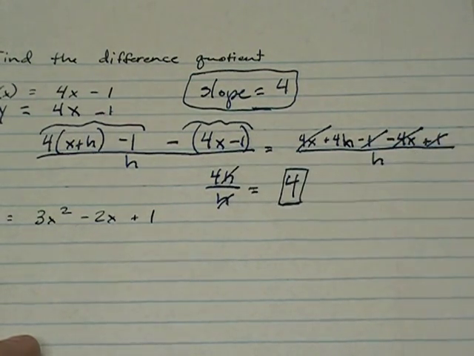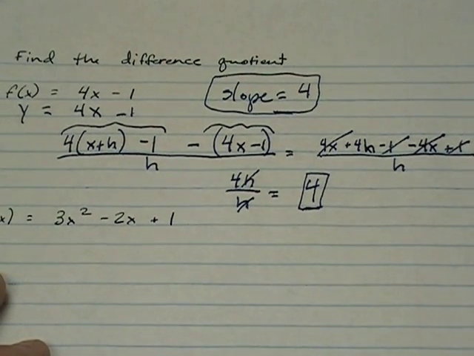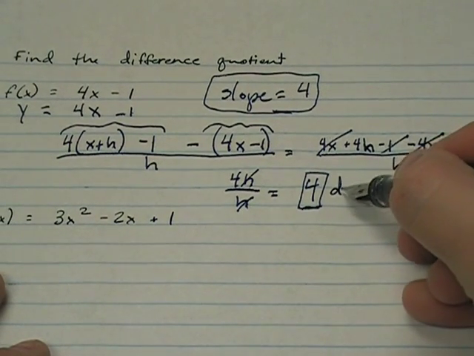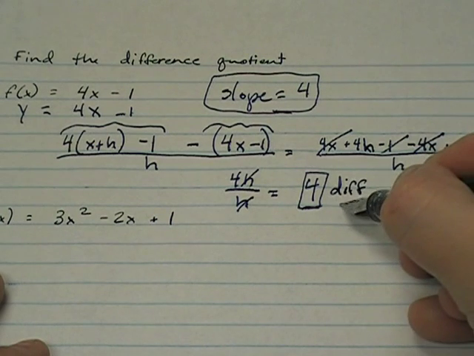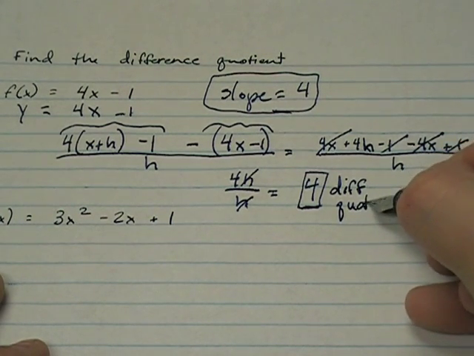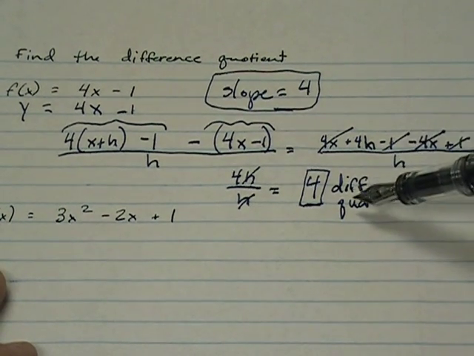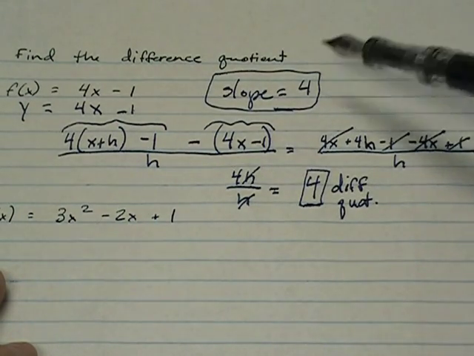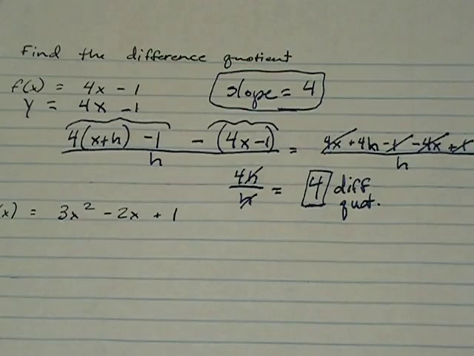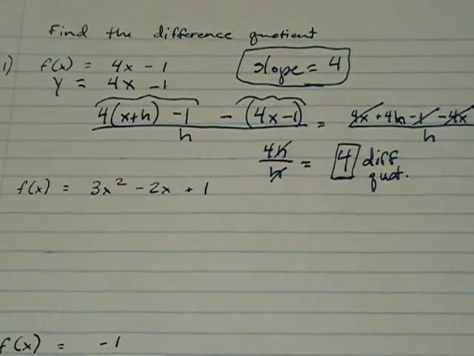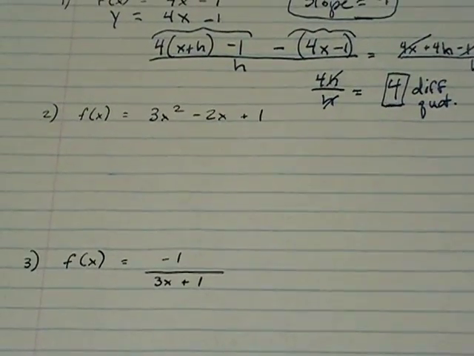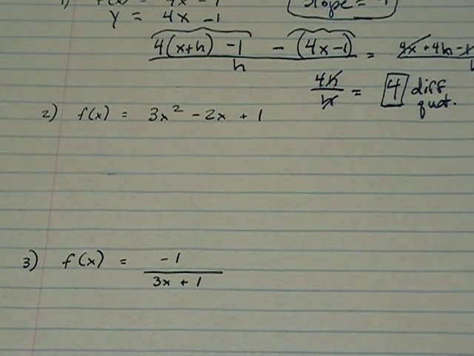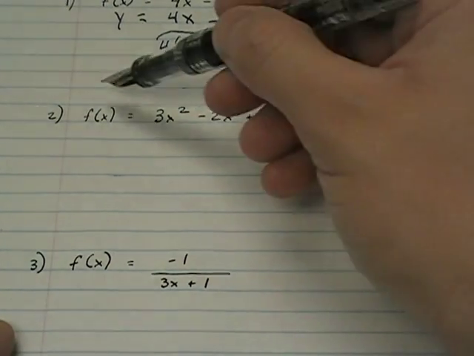What am I left with? 4. So this is the difference quotient. The difference quotient of this function is 4, and the slope of this line is 4. And you get basically the same thing. You get the slope. Okay? So let's look at this second function here. It's a little more difficult, a little more time consuming. But again, no big deal, not something that we can't do.